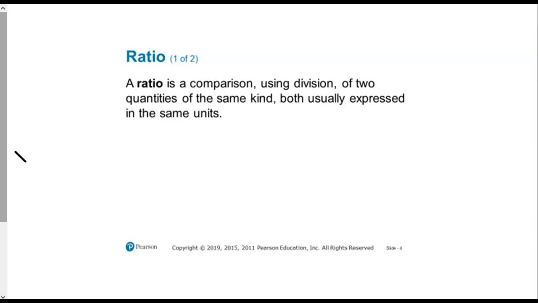A ratio is a comparison of two things. You use a division sign to be able to indicate a ratio a lot of times, and you can express it other ways also. But it's two quantities of the same kind of thing expressed usually in the same units. If they're not in the same units, then you have to do a conversion. But basically, think of a ratio as a comparison of two things.